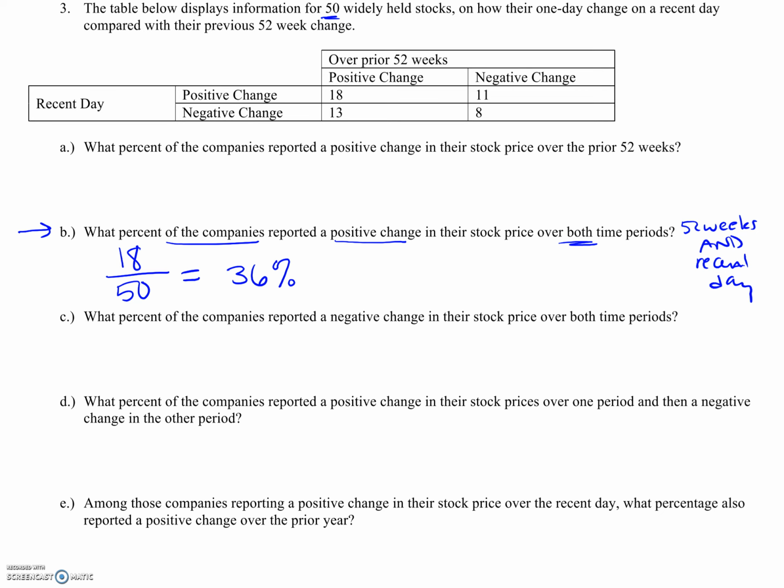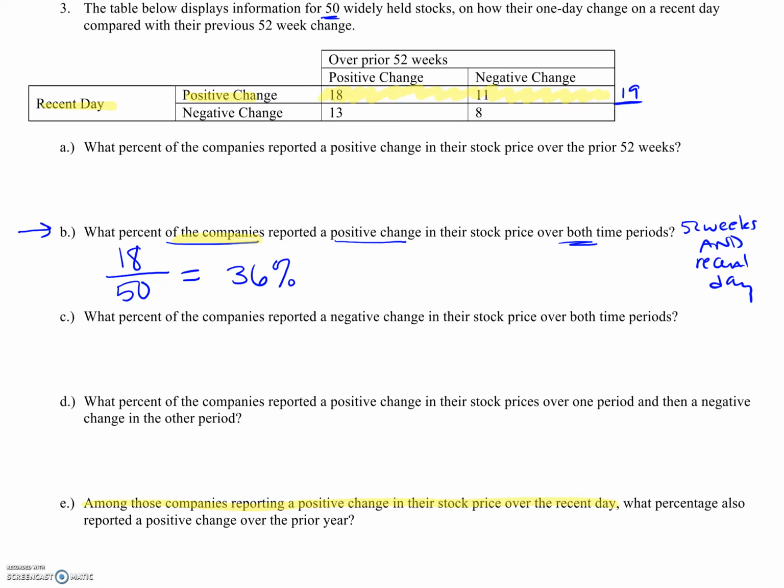So, question E says, among those companies reporting a positive change in their stock price over a recent day, what percentage also reported a positive change over the prior year? So this first sentence, this part that I sort of highlighted, is telling us that we are interested only, or we're not doing of companies like we were in B, we are only interested in those companies reporting a positive change over the recent day. So recent day, positive change, those are the only companies we care about. These companies, which is a total of, if I hadn't erased it, 19 companies that we care about, right? That's our denominator. That's our of.